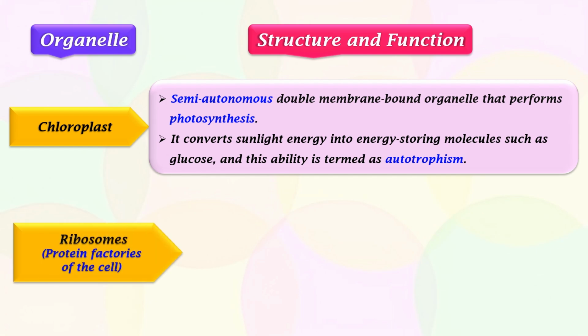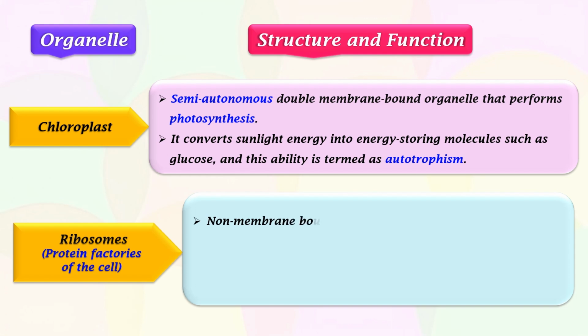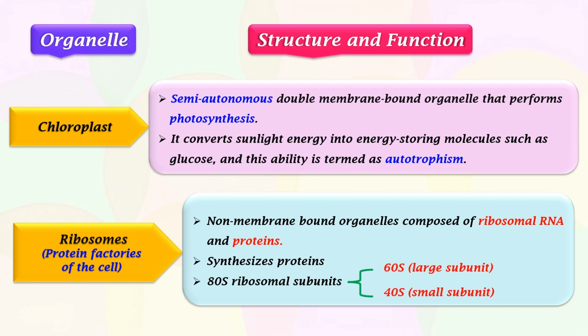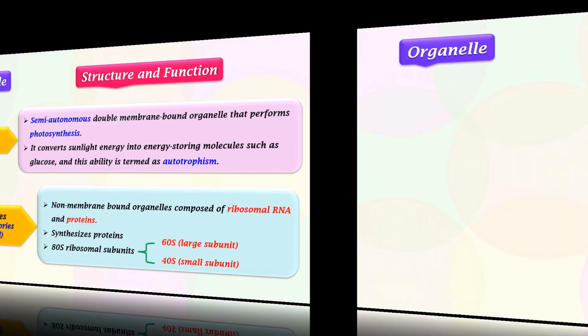Ribosomes are the protein factories of the cell. These are non-membrane-bound organelles composed of ribosomal RNA and proteins. Main site for protein synthesis. 80S ribosomes are composed of two subunits. Larger 60S subunit and smaller 40S subunit.